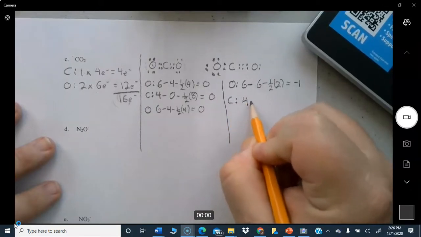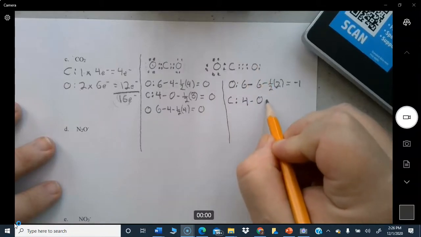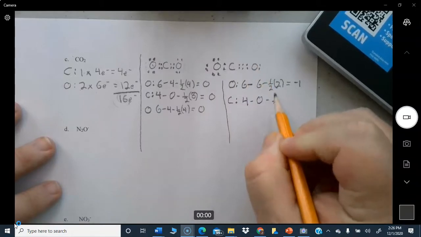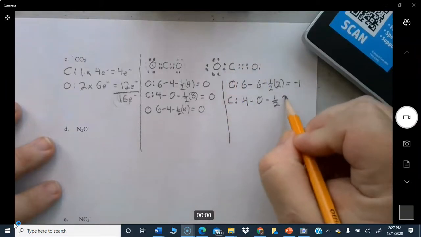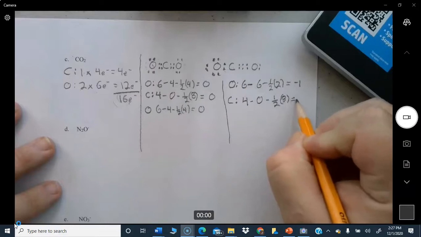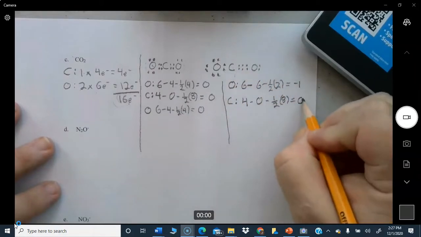Carbon has 4 valence electrons. There are no lone pair in that particular configuration. Minus 1/2 of the bonding. All of these 8 electrons that carbon has around it are bonding. So it's still stable, even though it looks lopsided. The electrons around carbon, that's still considered stable for carbon.